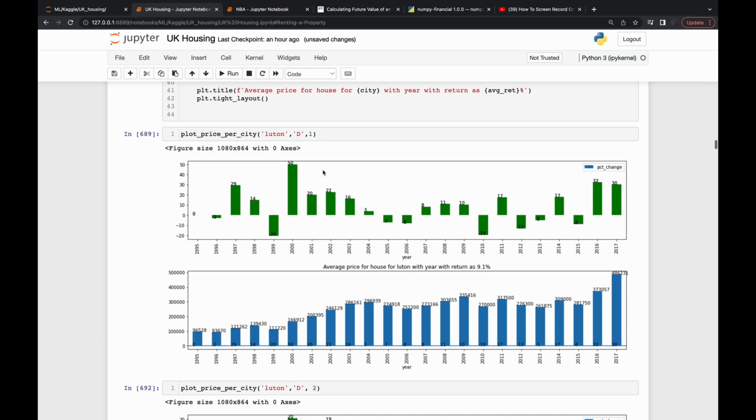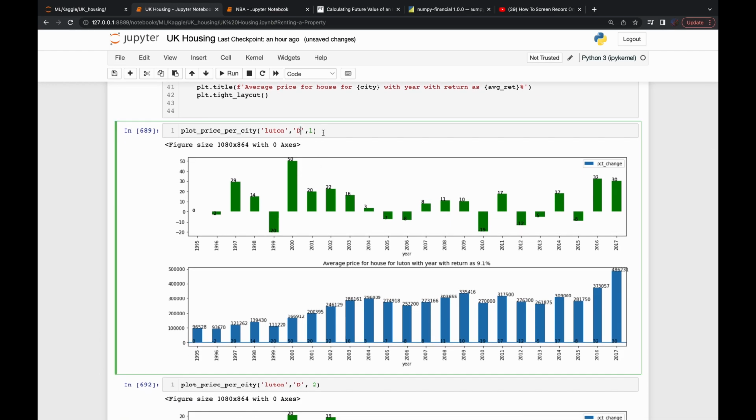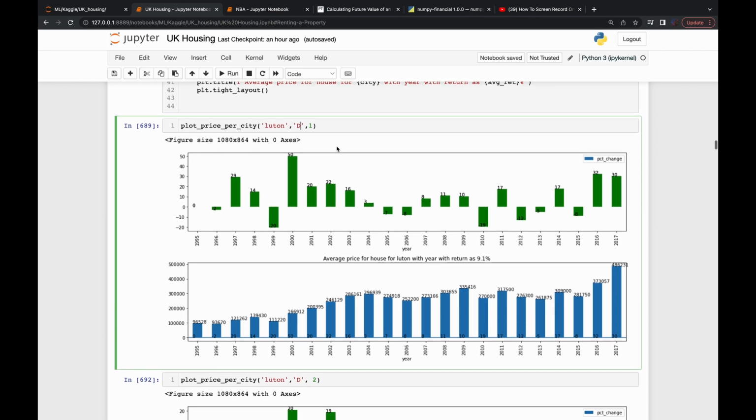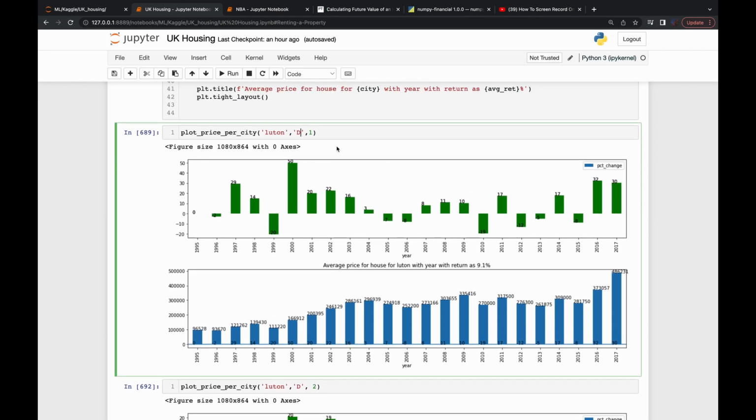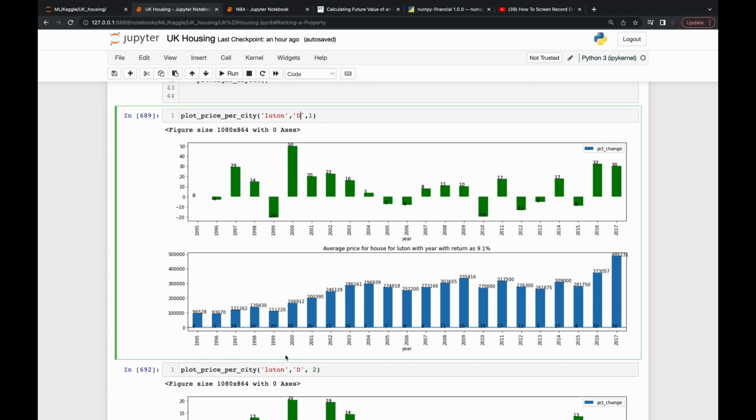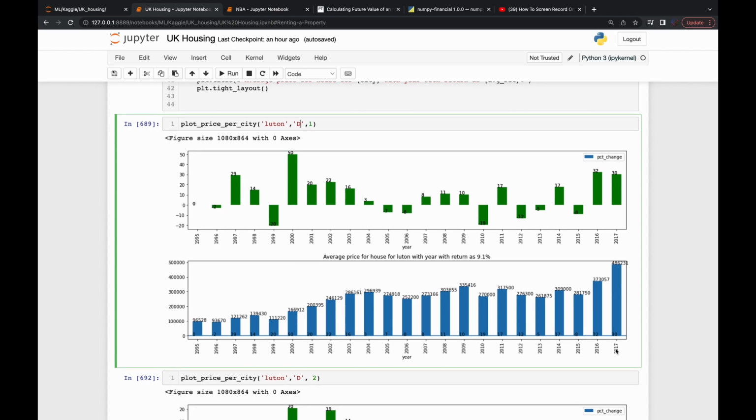Luton is the city where I live. D is for detached house. Okay, so basically it's an individual house. What it is telling is, if you wanted to buy an individual house in 2000, it would have cost you about 170,000 on average. If you want to buy it in 2017, it will be about 486,000. So close to 500,000. And 2016 was 373,000.